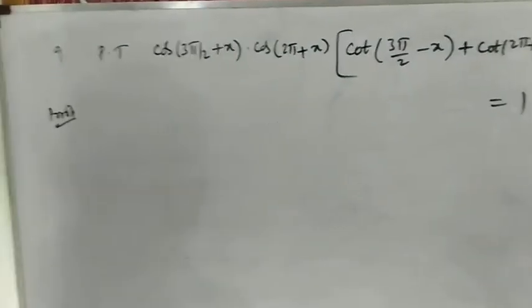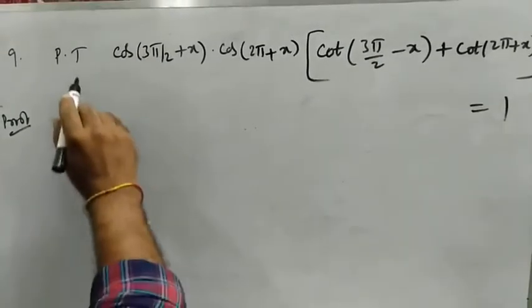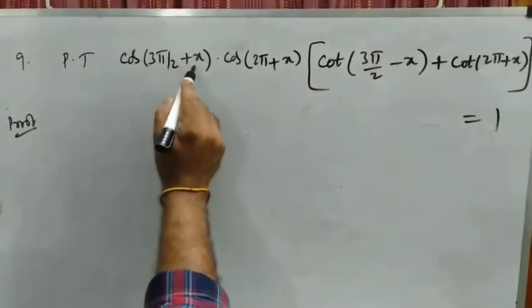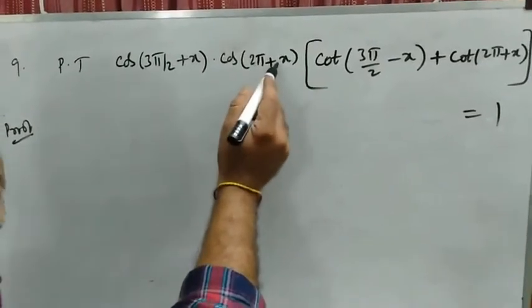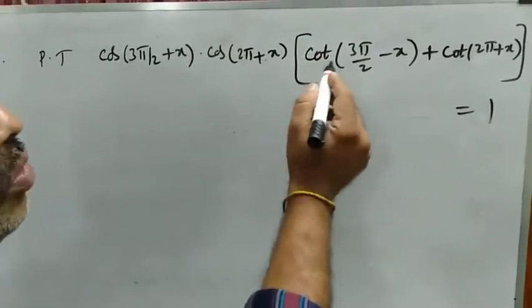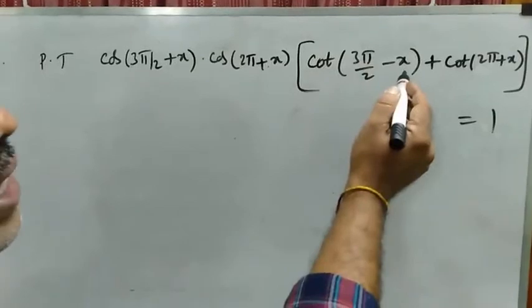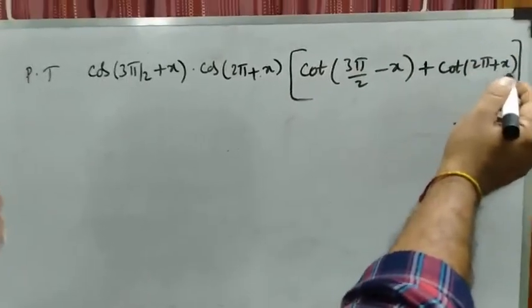So come to the problem number 9. Prove that cos 3 pi by 2 plus x into cos 2 pi plus x into cot 3 pi by 2 minus x plus cot 2 pi plus x is equal to 1.